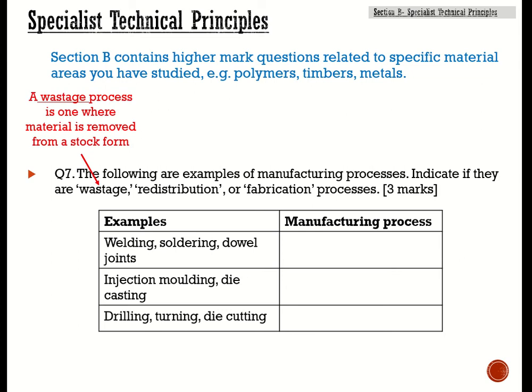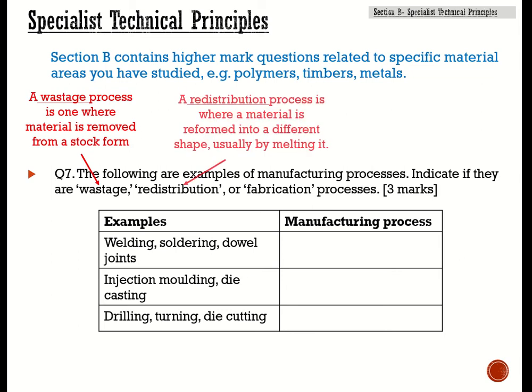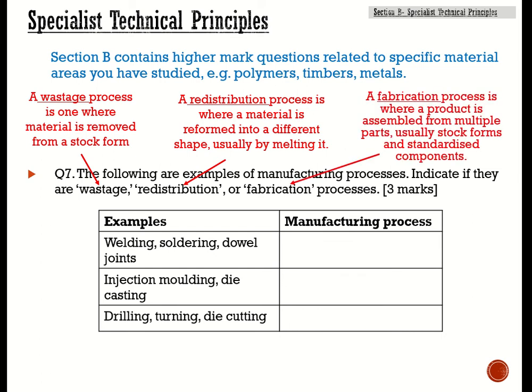A wastage process is one where material is removed from a stock form. A redistribution process is where material is reformed into a different shape, usually by melting. And a fabrication process is where a product is assembled from multiple parts, usually stock forms or standardized components.